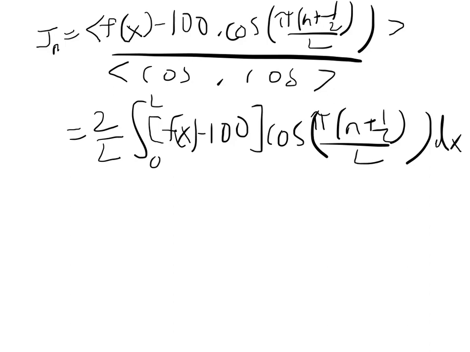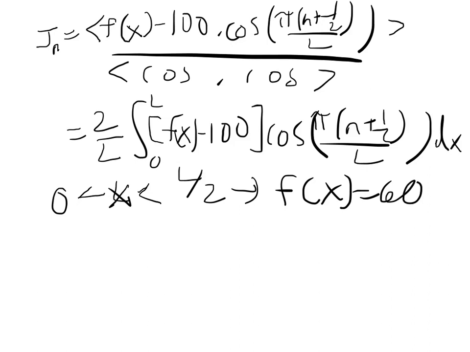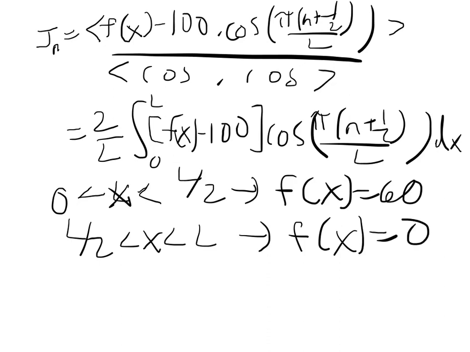And this becomes interesting because f of x is piecewise. Remember, x goes from 0 to L over 2, where f of x equals 60, and from L over 2 to L, f of x equals 0. So that's going to be interesting. Also, one final point is that the weighting function we know is 1 here because our differential equation for x previously was in Sturm-Liouville form, so we don't need to solve for a weighting function.